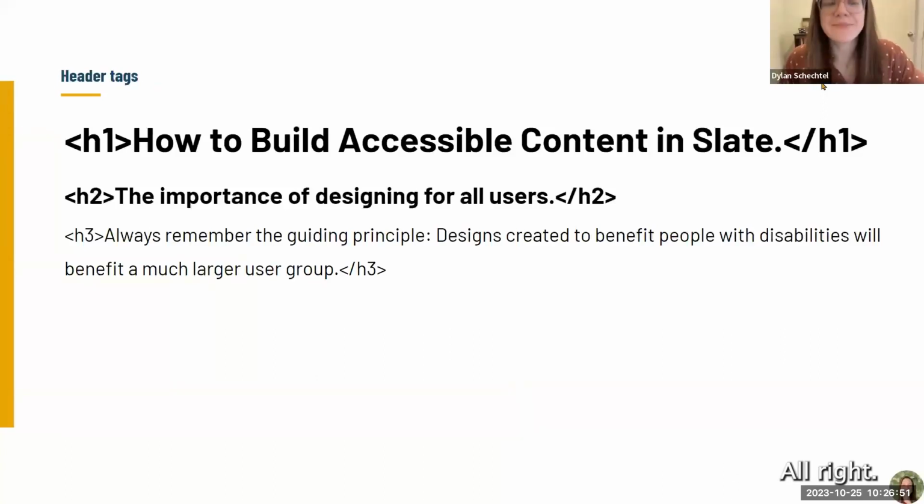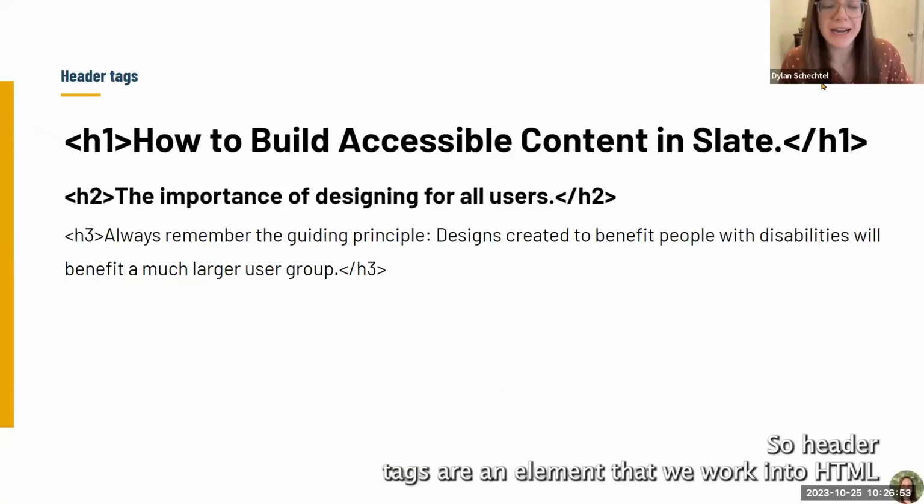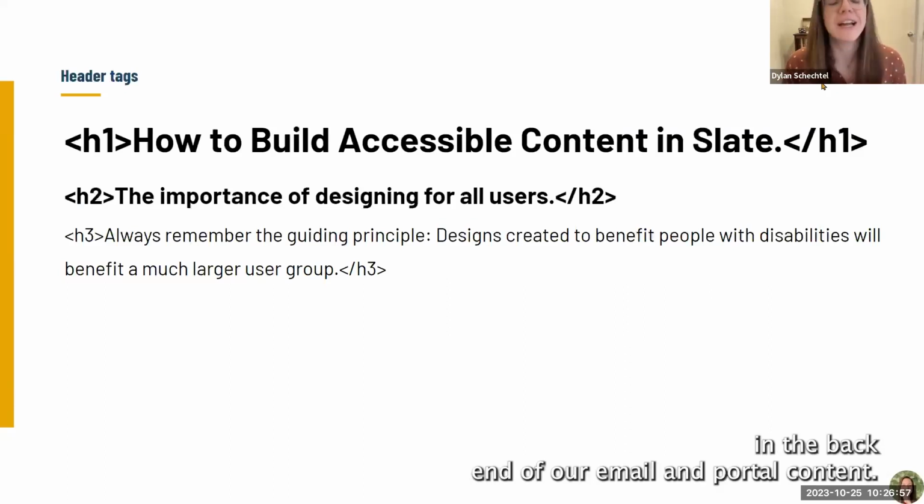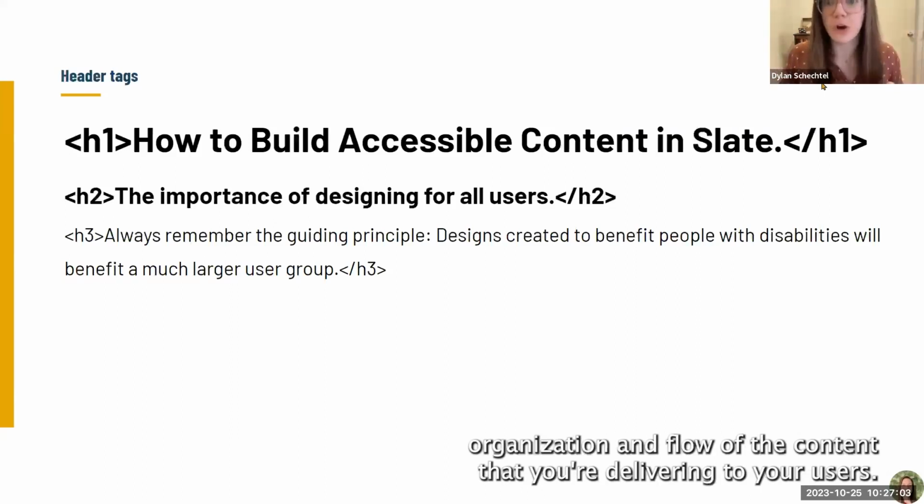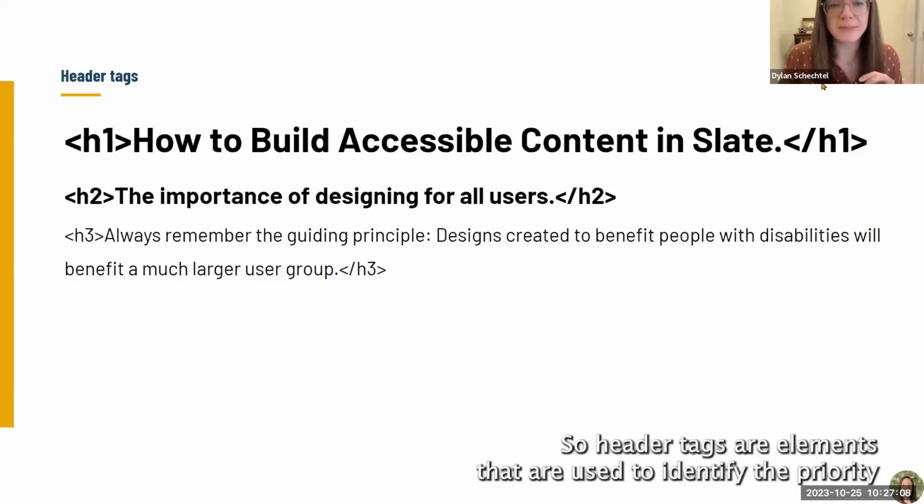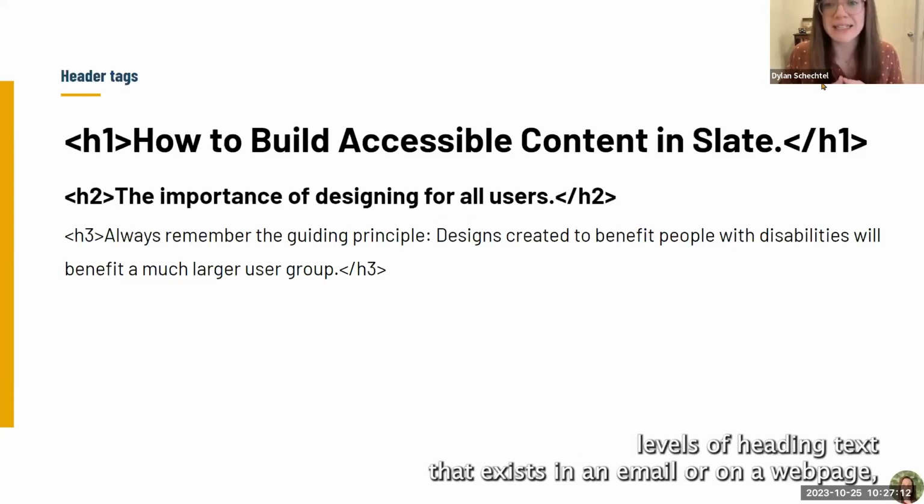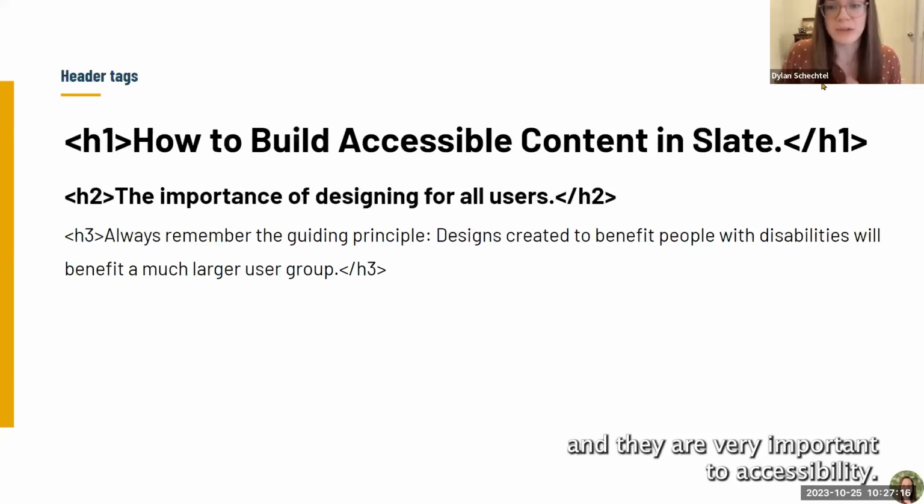All right. So header tags are an element that we work into HTML in the back end of our email and portal content. And these are pretty critical when you think about the general organization and flow of the content that you're delivering to your users. Header tags are elements used to identify the priority levels of heading text that exists in an email or on a web page, and they are very important to accessibility.